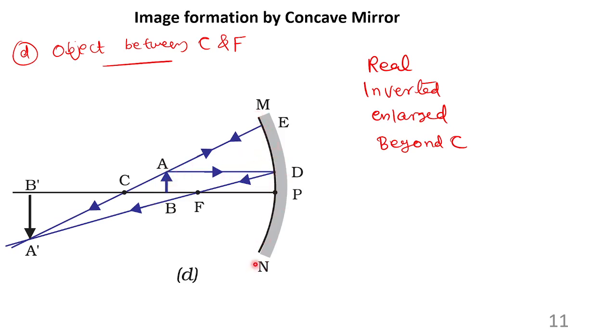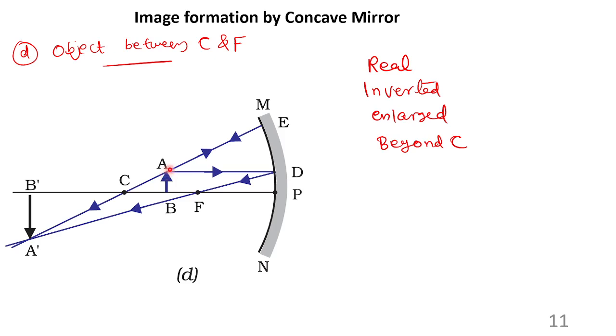There is a concave mirror. This is the center of curvature, C, and this is the focus, F. Object between C and F: there is a small candle AB placed between C and F. A is the top position of the candle.